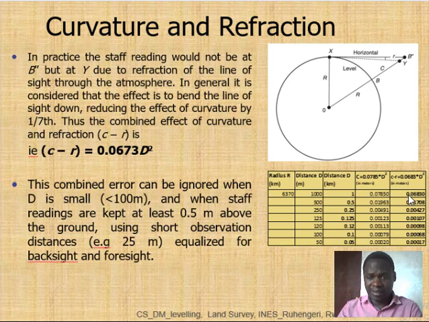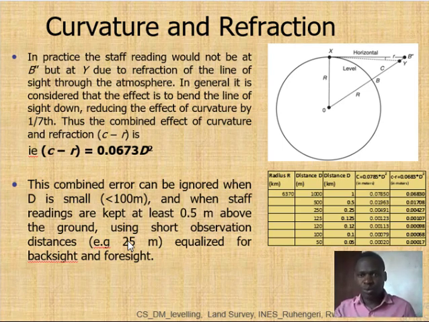If we calculate the values, we realize that from 120 meters, the combined error is equal to 0. And according to the accuracy required for our works, we can ignore the combined error. This combined error can be ignored when the distance is small, and when the staff readings are kept at least 5.5 meters above the ground to avoid the refraction.